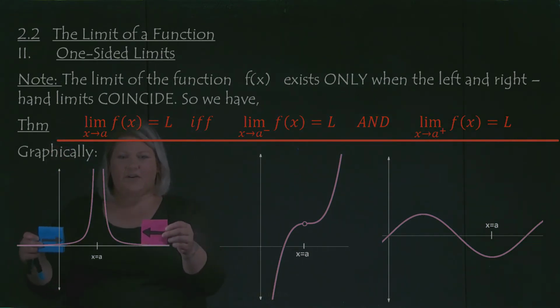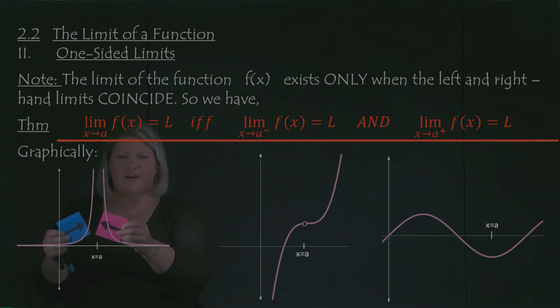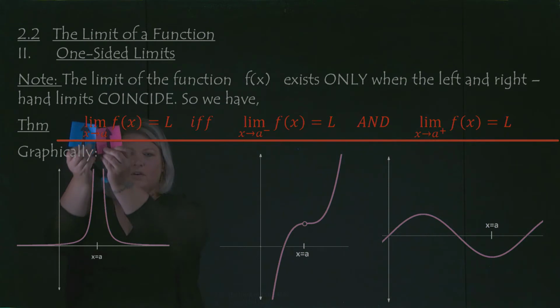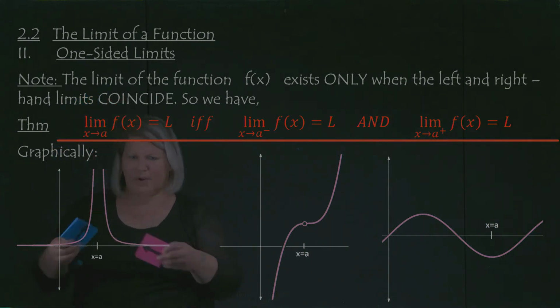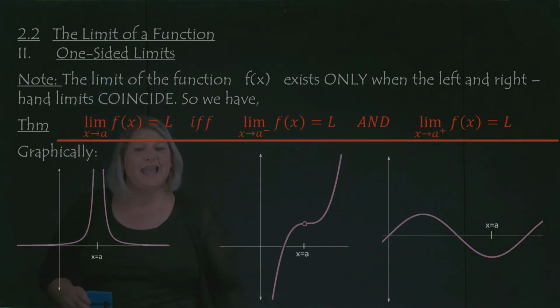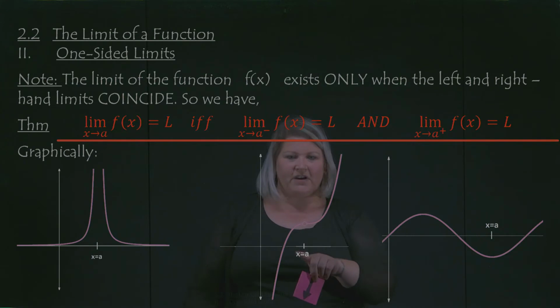Okay, so I've got my left hand limit and my right hand limit. Here is x approaches a. So what happens as I get closer to a, my function's doing what? Going off into infinity. That's right. Are they both going into infinity? Yeah. So the limit exists. Okay, now let's look at a different type of function.